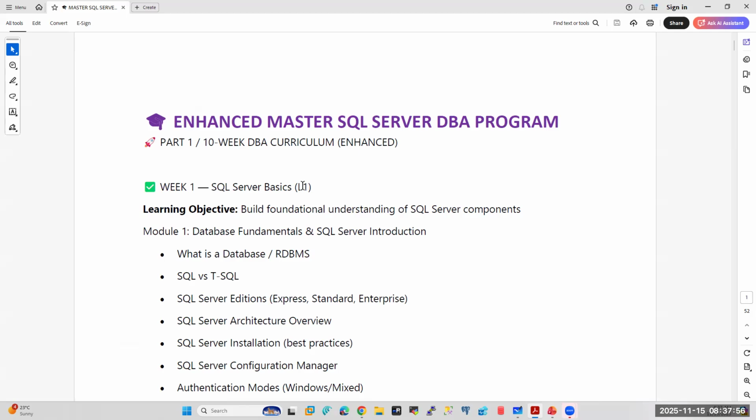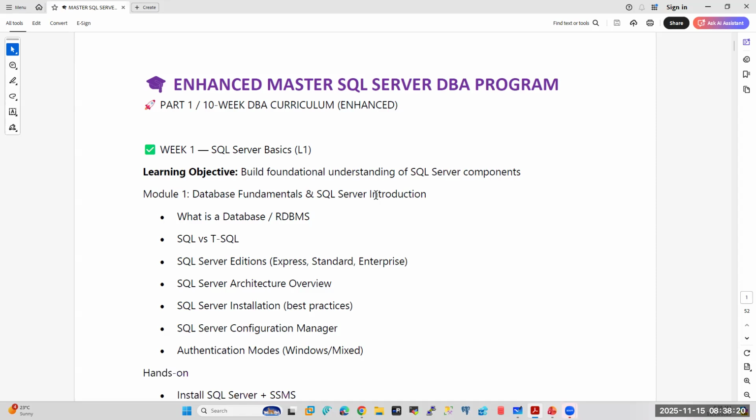As a core database administrator, SQL Server especially, we will start with L1. The first 10 days we'll spend with L1 only. L1 means what is SQL Server, what is a database, what is DBMS, what is RDBMS, what is the difference between DBMS and RDBMS, and we'll talk about database management systems. We'll talk about what SQL Server is and what its architecture is.